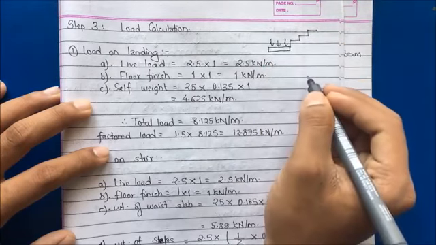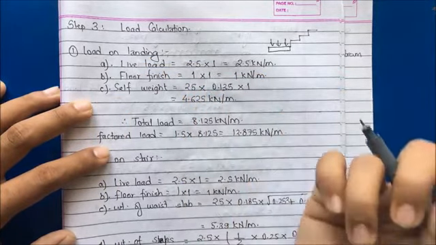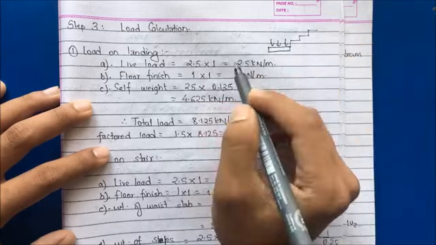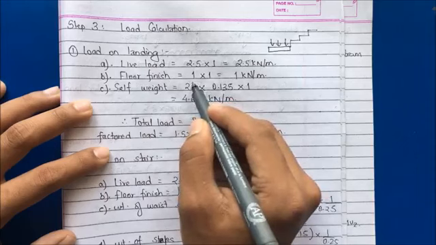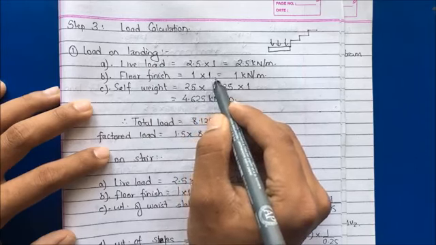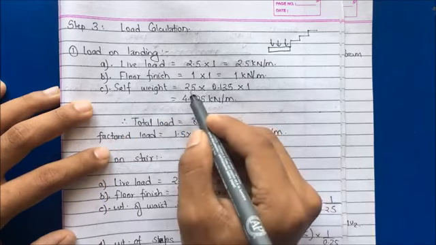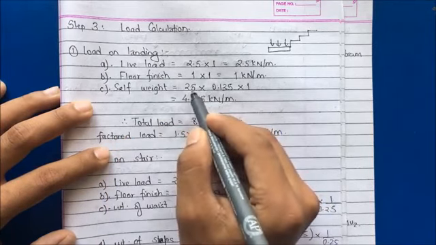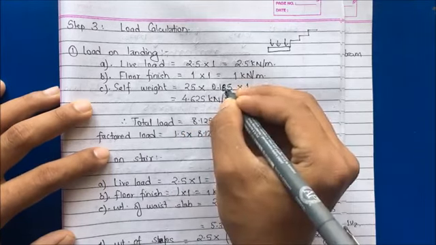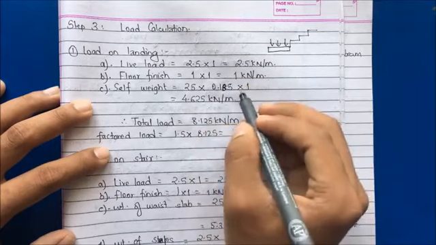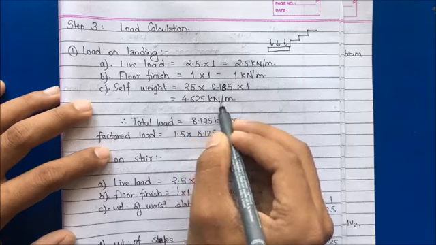Then the very first thing, live load 2.5 into 1, we are considering a per unit width of a section, so 2.5 into 1, this comes as 2.5 kilonewton per meter. Similarly, floor finish 1 kilonewton per meter square into 1 meter, this comes as 1 kilonewton per meter. Self weight of the landing is equal to gamma concrete, the unit weight of concrete, 25, into depth of the landing 0.185 into 1, this is the total depth into width, so 4.625 kilonewton per meter.